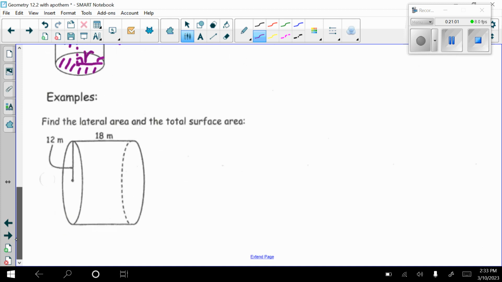So let's look at some examples. We want the lateral area and the total surface area. So first, lateral area equals 2 pi, the radius. So here my radius, 12, times my height. The height of the whole cylinder, 18.